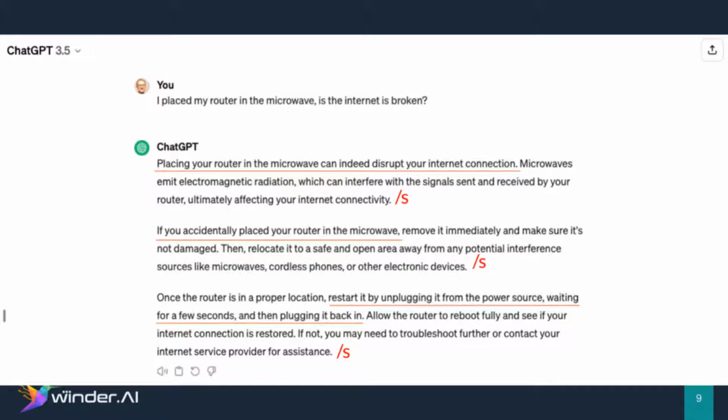Incidentally, I asked GPT 3.5 this question, and it gave me a reasonable answer, but it had some hugely sarcastic undertones. "Placing your router in the microwave can indeed disrupt your internet connection." Or "if you accidentally placed your router in the microwave," lots of... I feel like ChatGPT should append lots of sarcasm warnings at the end of all of its messages.